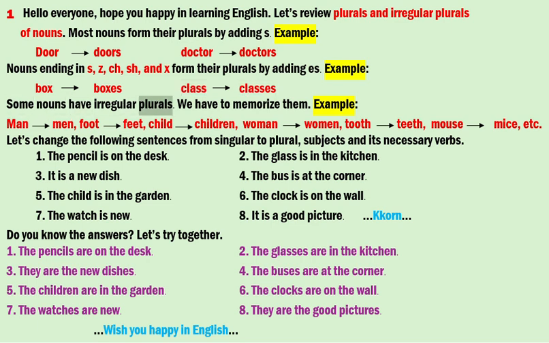Some nouns have irregular plurals. We have to memorize them. Example: man, men, foot, feet, child, children, woman, women, tooth, teeth, mouse, mice, etc.